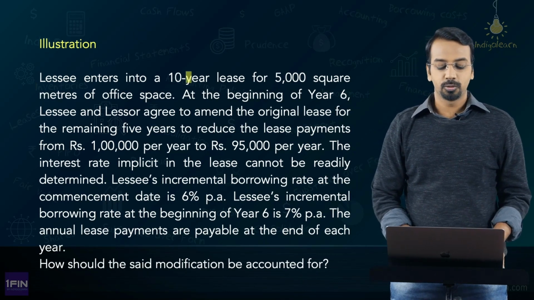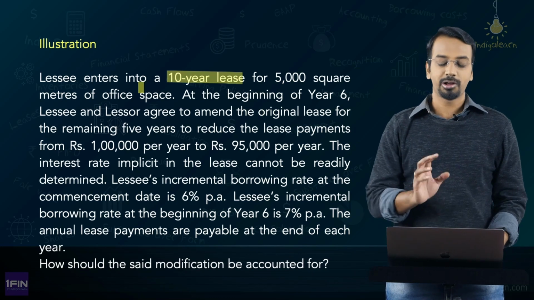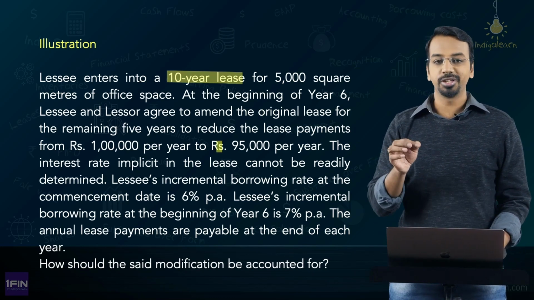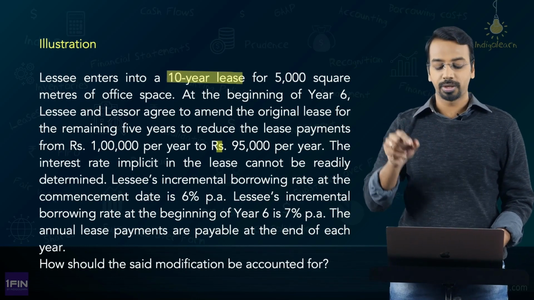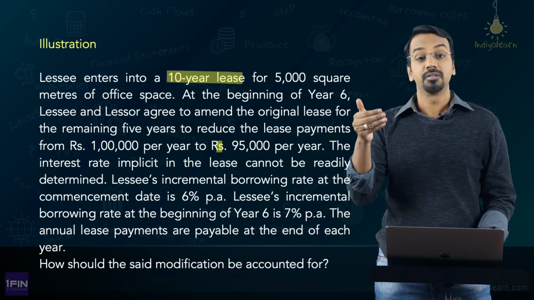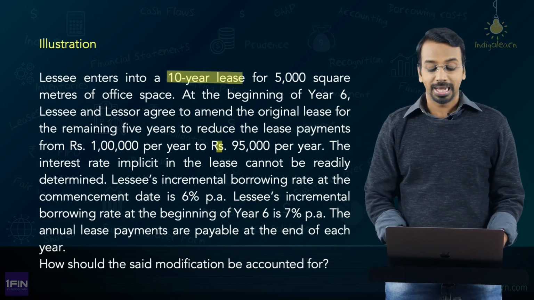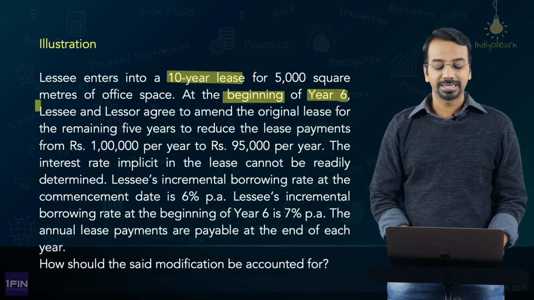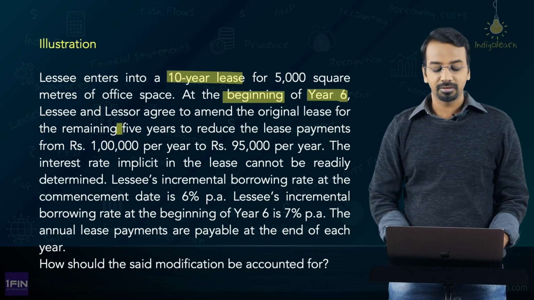A lessee enters into a 10-year lease for 5,000 square meters of office space. So they have taken a lease for 5,000 square meters of office space. It's for a 10-year period. At the beginning of year 6, that is at the end of year 5 or at the beginning of year 6, that's how you need to understand. Okay, why am I saying at the end of year 5? For us to calculate the lease liability and right of use assets. So at the beginning of year 6, lessee and lessor agree to amend the original lease for the remaining 5 years.